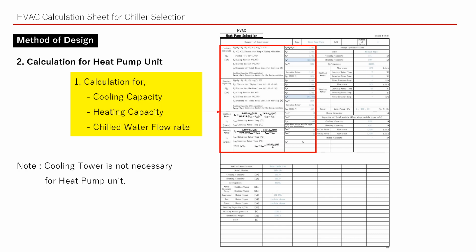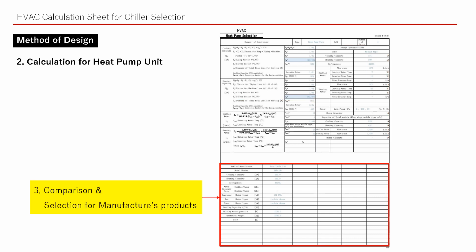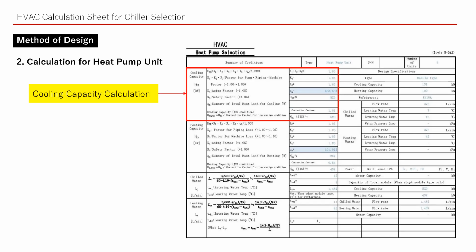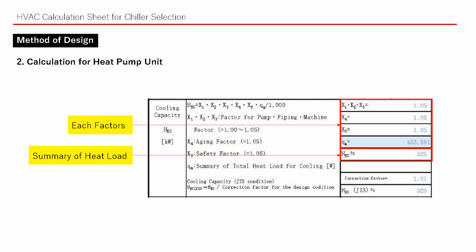Same as previous, these contents are 1. Calculation for cooling capacity, heating capacity and chilled water flow rate. Because of heat pump unit, cooling tower is not necessary. 2. Summary and design specifications. 3. Comparison and selection for manufacturer's products. First, cooling capacity calculation. Here is the formula. Here are each of the factors and the summary of heat load.